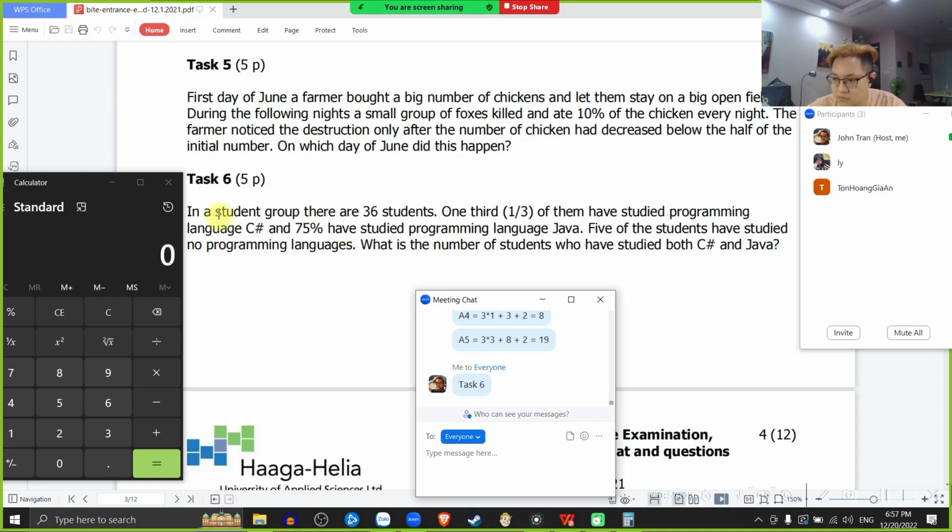In a student group, there are 36 students. 1/3 of them have studied programming language C sharp. Nó gọi là C sharp. And 75% have studied programming language Java. 5 of the students have studied no programming languages. What is the number of students who have studied both C sharp and Java?